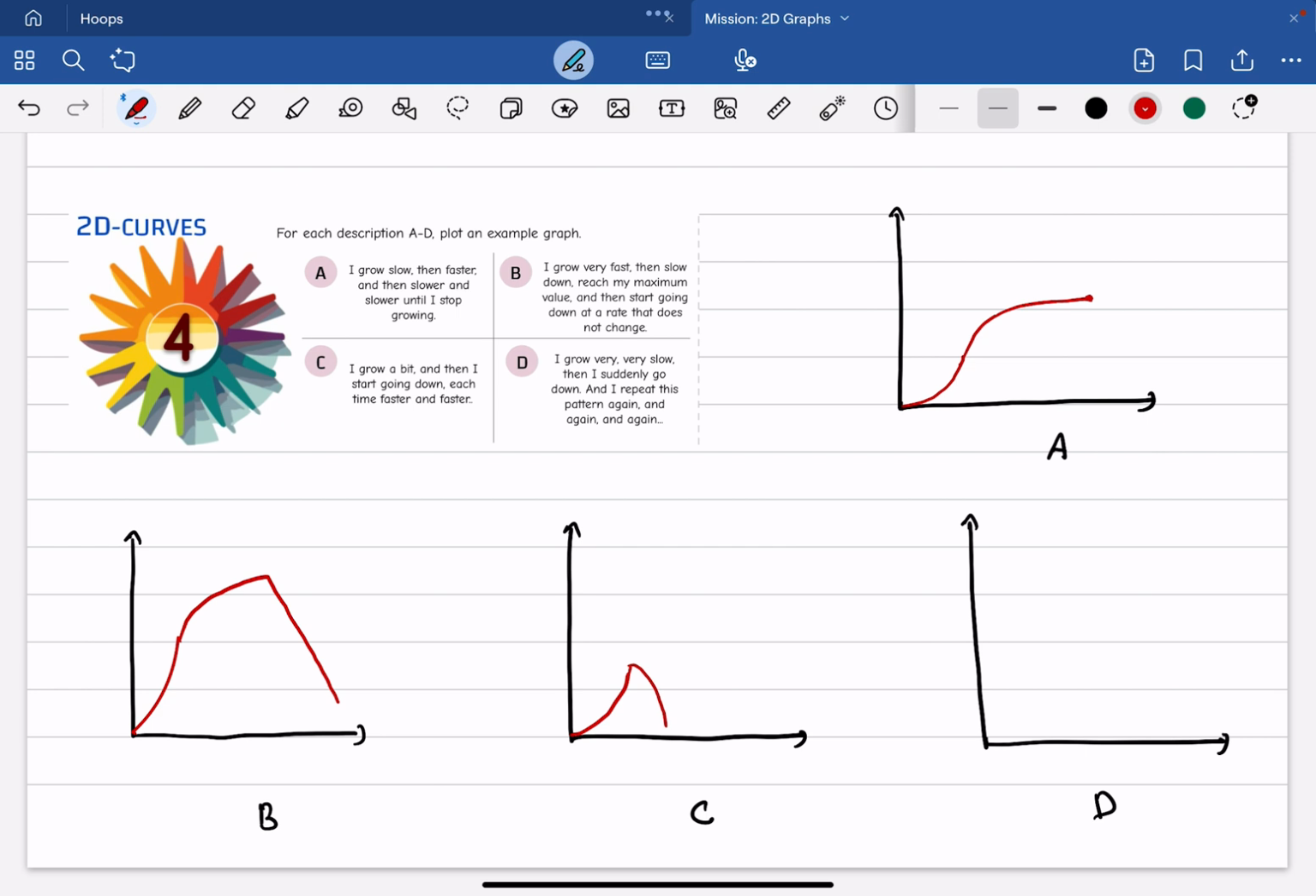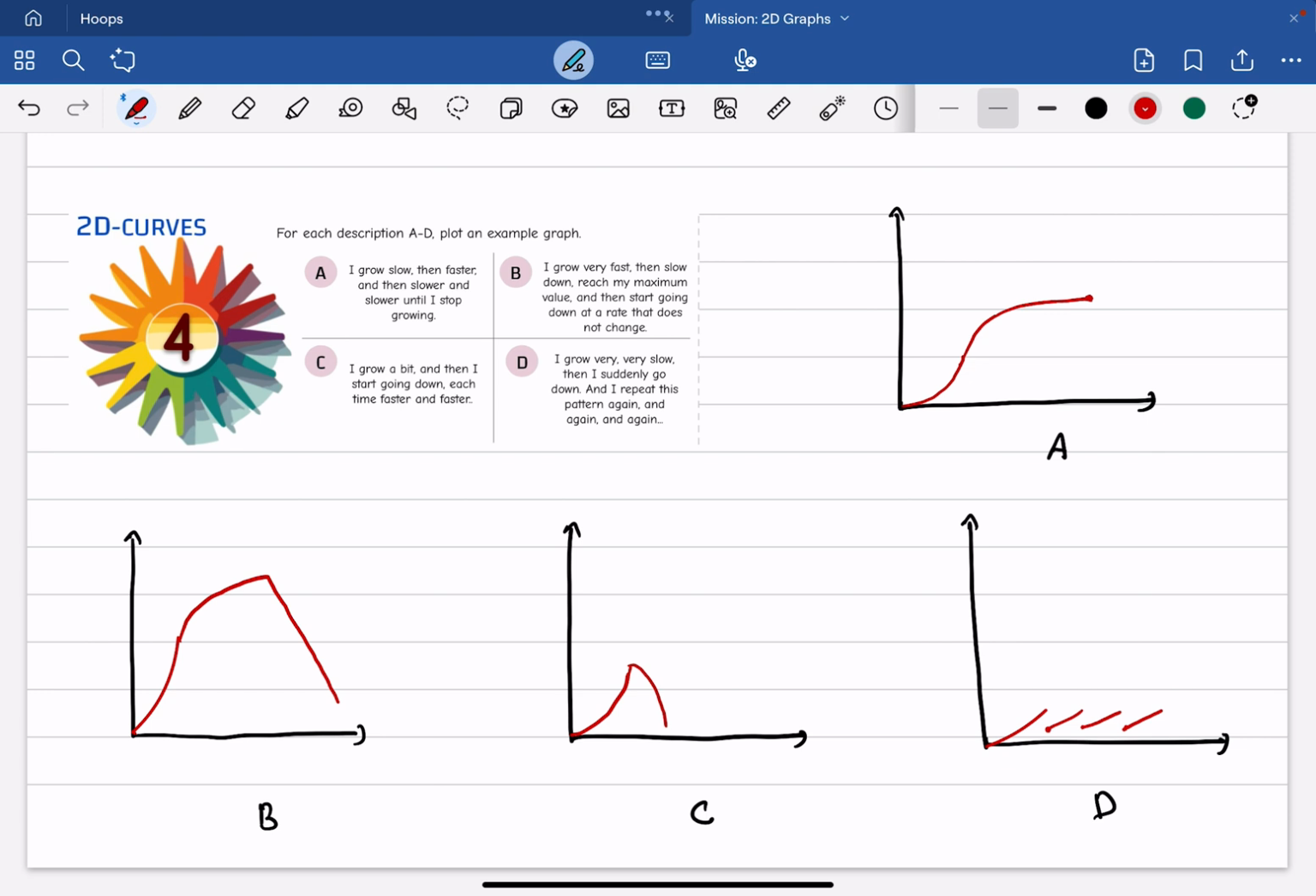And lastly, I grow very, very slow, and then I suddenly go down, and I repeat this pattern again and again. So I grow very, very slow, and then I suddenly go down. And then I grow slowly again, and then I suddenly go down, and so on. So this would be the situation in D.